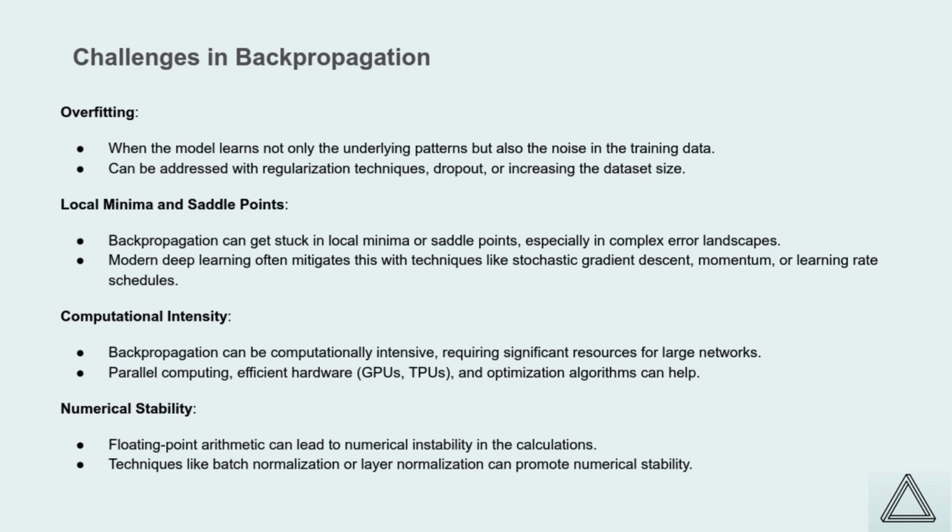Numerical stability. The use of floating-point arithmetic in the calculations can introduce round-off errors that may lead to numerical instability. This is especially problematic when dealing with very small or very large numbers. Techniques like batch or layer normalization help to maintain numerical stability by ensuring that the inputs to each layer have a consistent and controlled distribution.